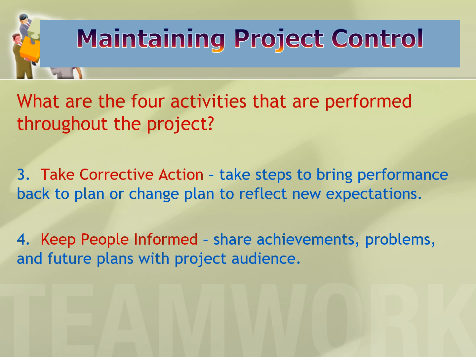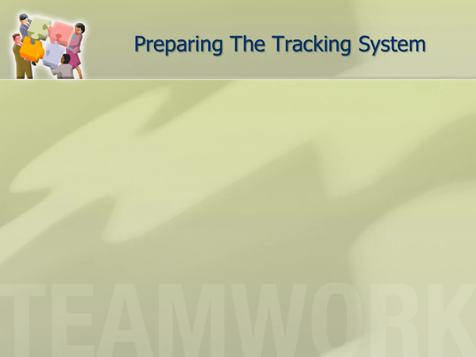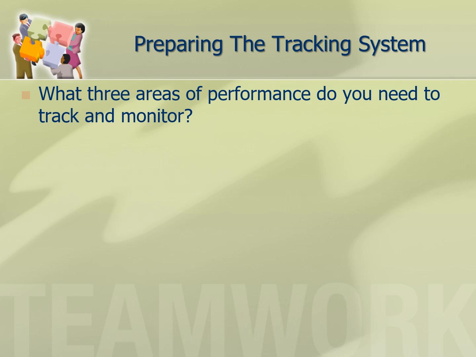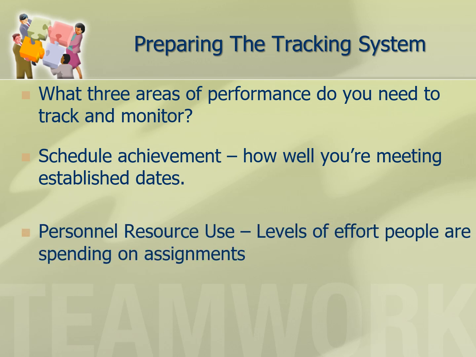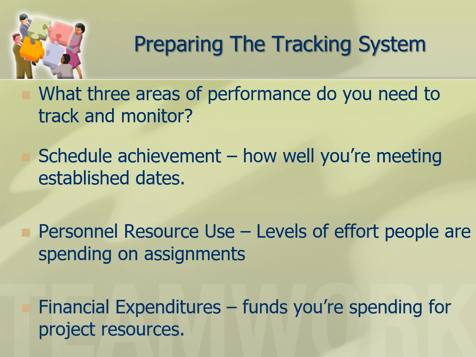And really important, keep your people informed. Share achievements, problems, and future plans with your project audience. Now you should have what we call a tracking system. The three areas of performance you need to track and monitor are schedule achievement, how well you're meeting the established dates of the project, personnel resource use, the levels of effort people are spending on assignments, and financial expenditures, funds that you're spending for project resources.